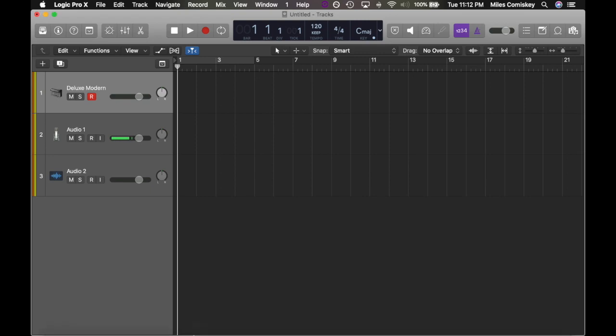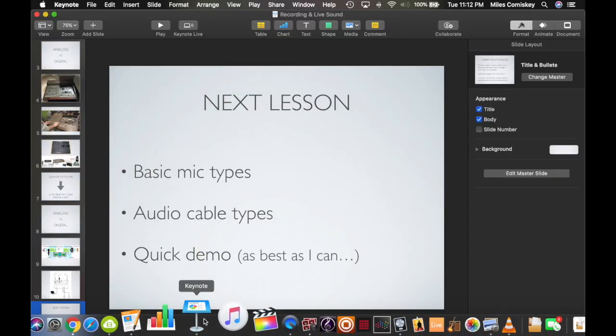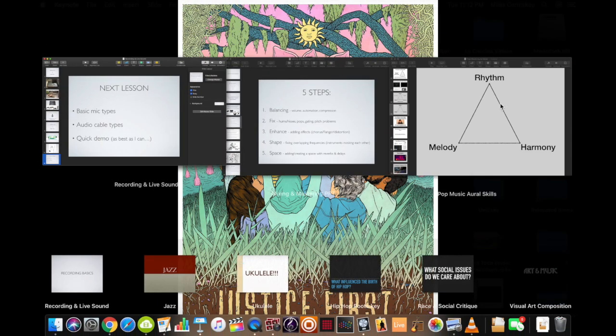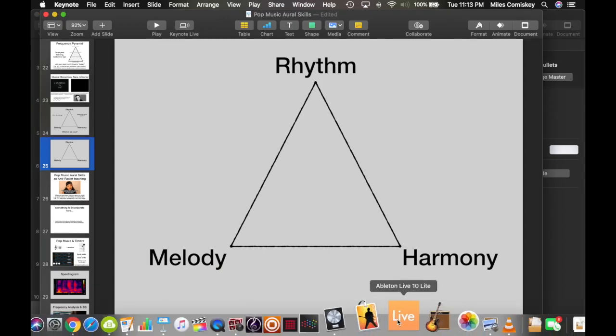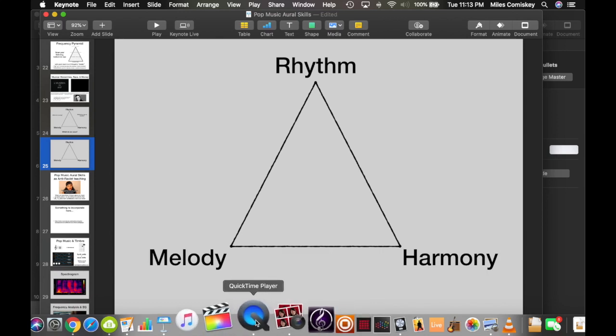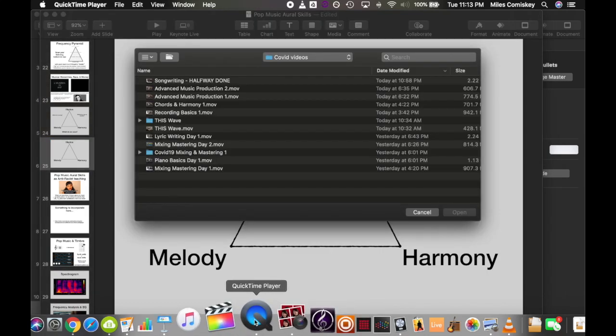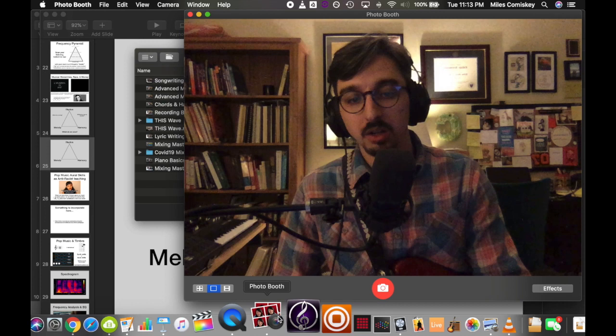So again, it could be melody, it could be lyrics, it could be harmony. We didn't really talk about starting with rhythm. When you're writing songs, some people do that too. But everyone has their own process.